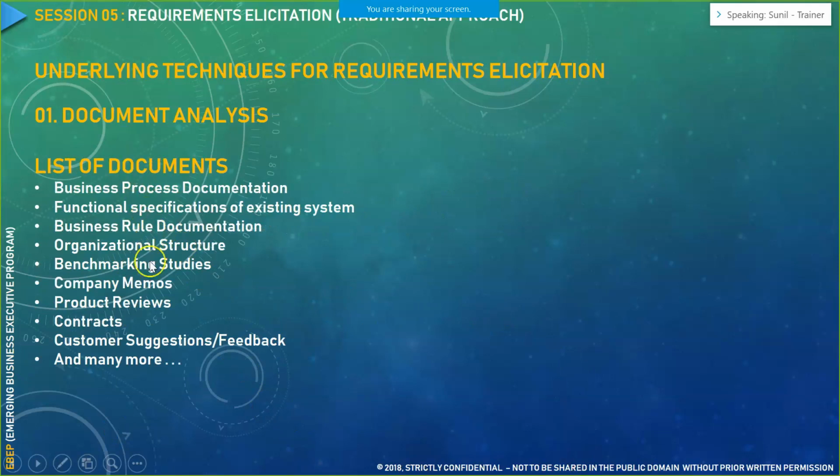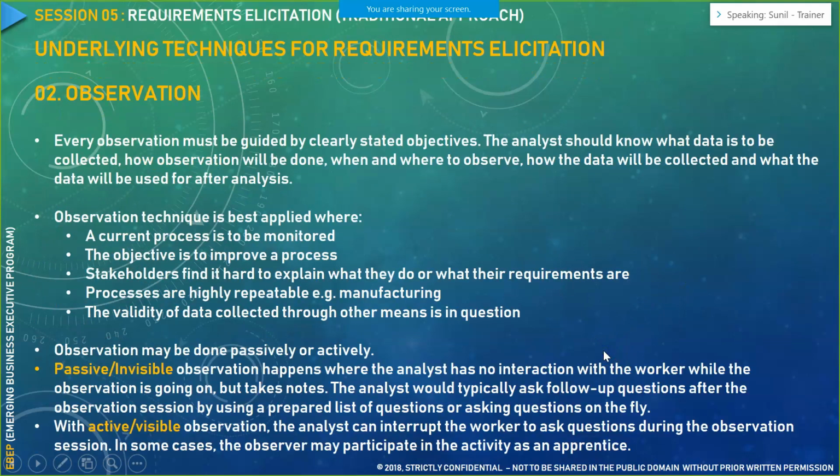Now these are essentially the list of documents you go through when you conduct document analysis, like business process documentation, functional spec, business rule documentation, organization structure, benchmarking studies, company memos, product reviews, contracts, customer suggestion feedback, and there are many more. So depending on the situation and the need of the project, your list of selection would vary based on what you review during your document analysis.